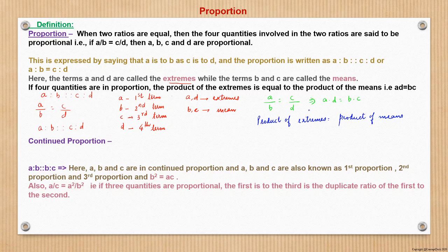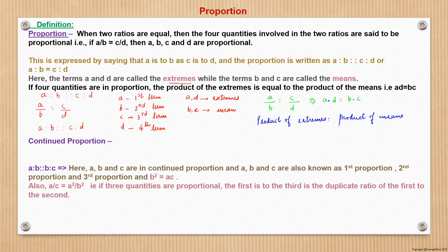So if A, B, C, D are proportional in that order, then the product of the extremes, that is A into D, will be the same as the product of means. That we see from here. A by B is equal to C by D. So by cross multiplying, we can say that A into D is equal to B into C. Right. So these are some properties or well-known terminologies of proportion. So this is a general expression of proportion: A is to B as C is to D.